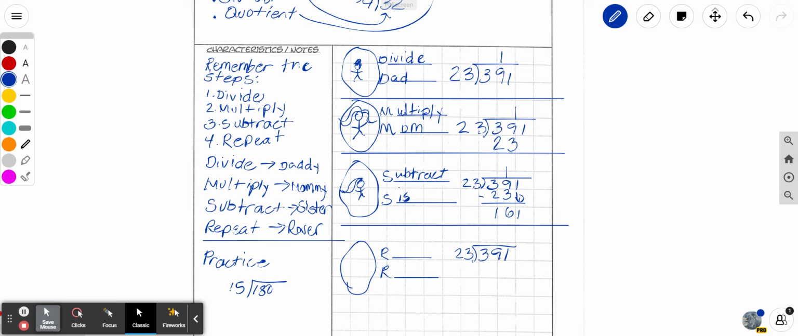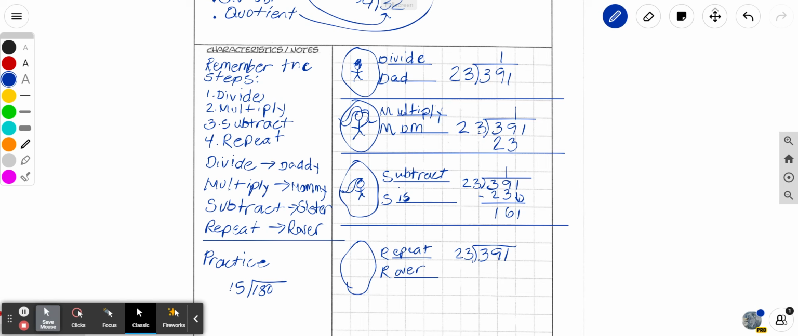Okay, so now 23 does not go into 16, so I'm going to have to divide 23 into 61. I'm moving ahead a little bit here. So now I'm going to my last step, which is repeat. And that is Rover.